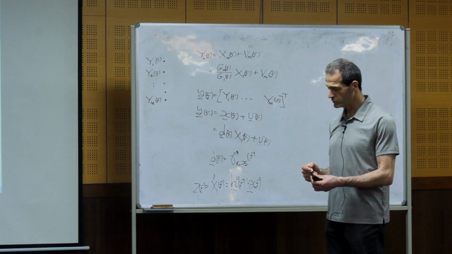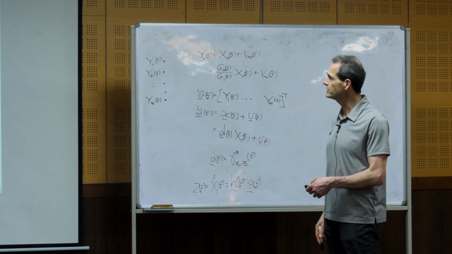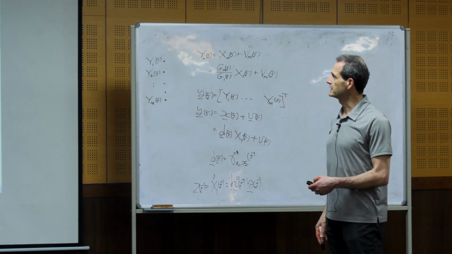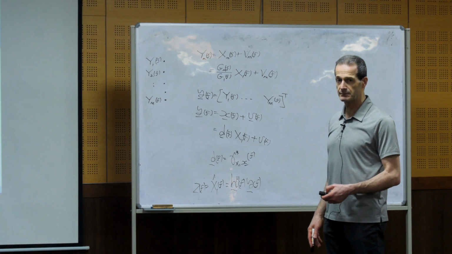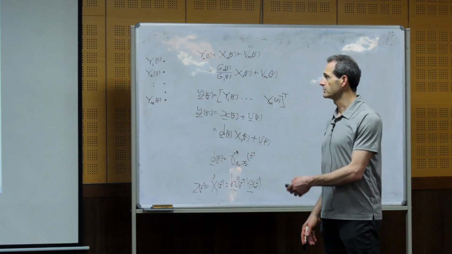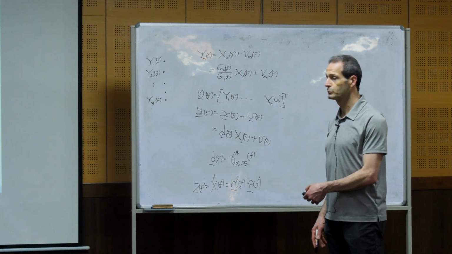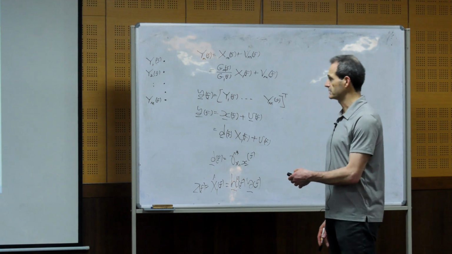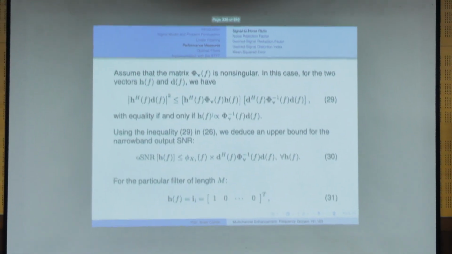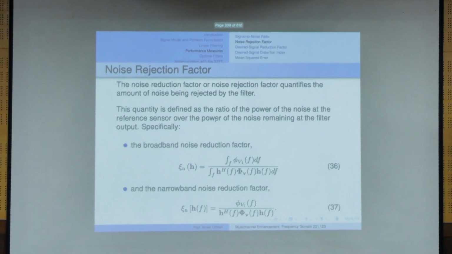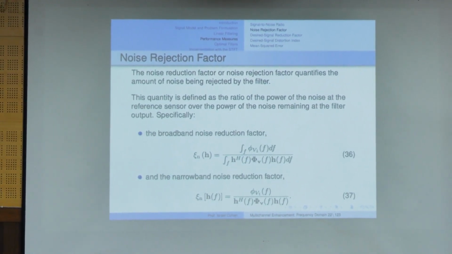So the performance measures, we defined yesterday. Okay, so we defined the performance measures: signal to noise ratio, input, narrowband input, broadband input, narrowband output, output SNR narrowband, output SNR broadband, which we integrated, taking the summation over all frequencies. We defined the noise reduction factor. As we know, the noise reduction factor is the amount of noise reduced compared to the reference sensor.